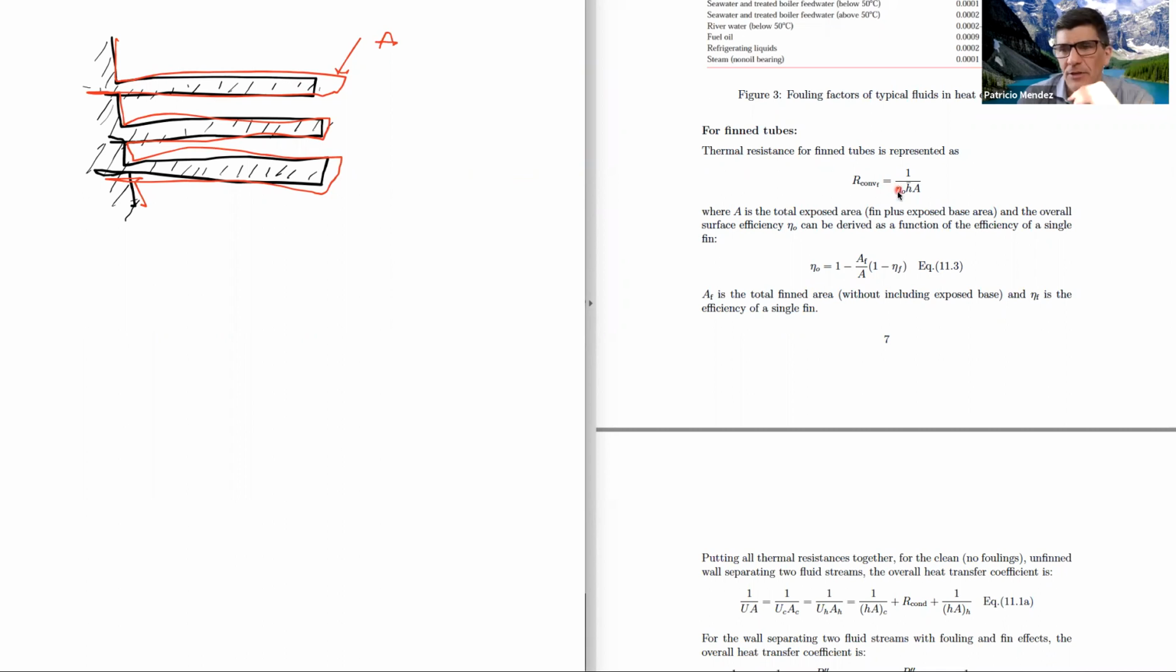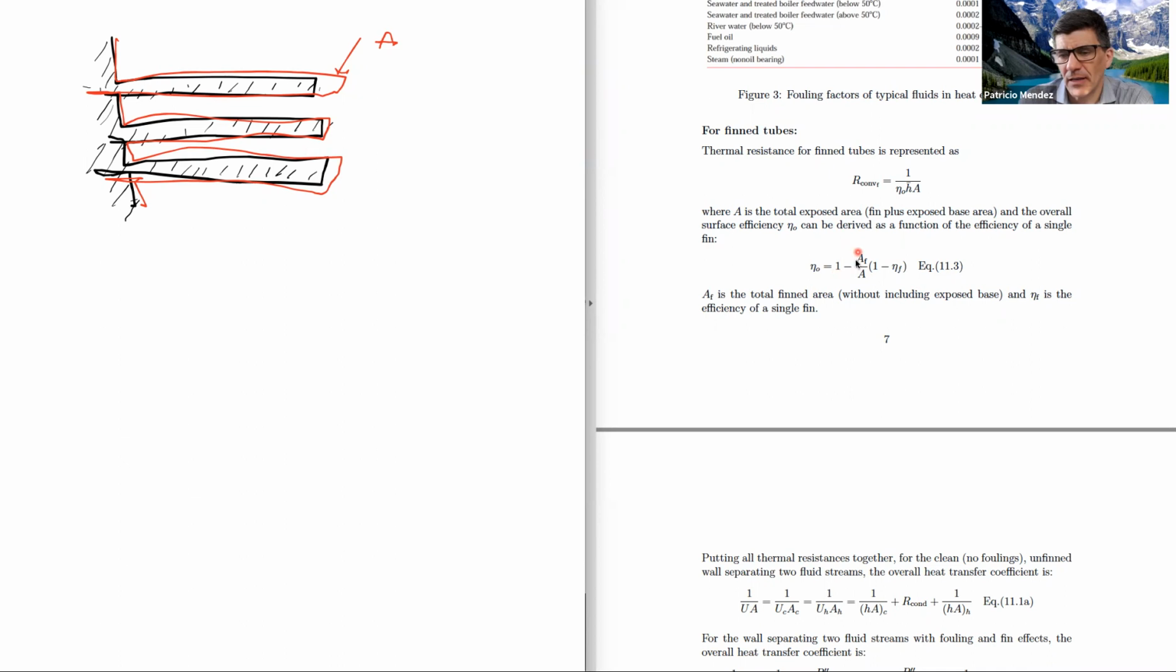Eta naught, right, is the efficiency of a fin array, of many fins. And how do I calculate the efficiency of a fin array? With this other formula here, that is also derived in the textbook. This equation is 11.3 if you want to go check it out, and it is based on the efficiency of a single fin.